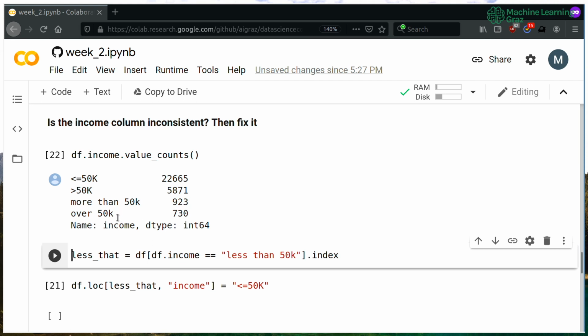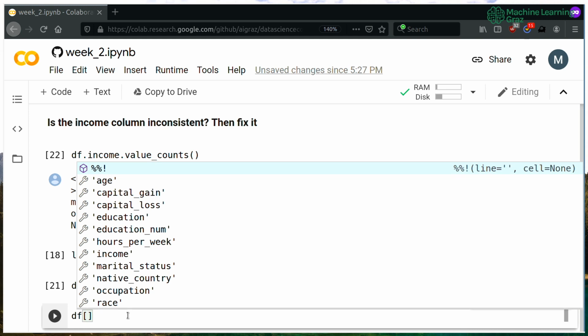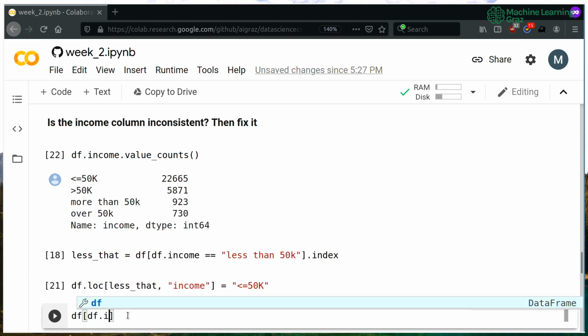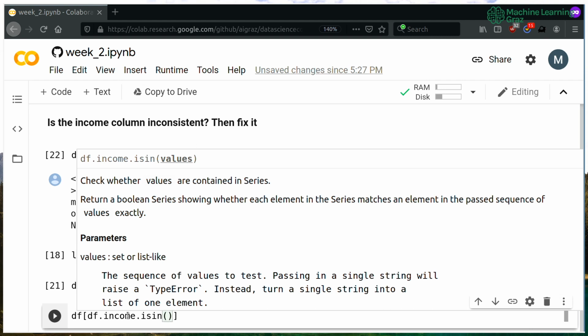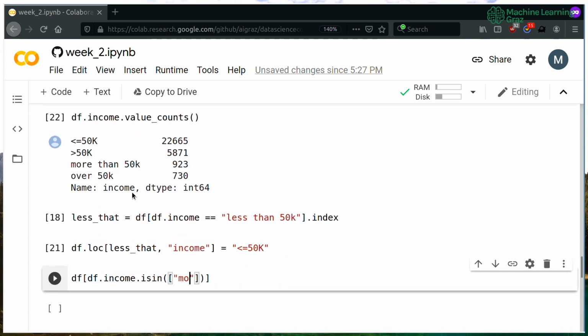Now we have two more values to deal with. So let's do that. We can do this a bit more easily with a command called isin. To query the data, we write df, again in brackets for our command. We write .income, and we write isin. What this command says is that you pass an array of values, and it looks whether they are in income. In our case, we have two more values we want to compare with. We have more than 50k, this one over here, and over 50k.